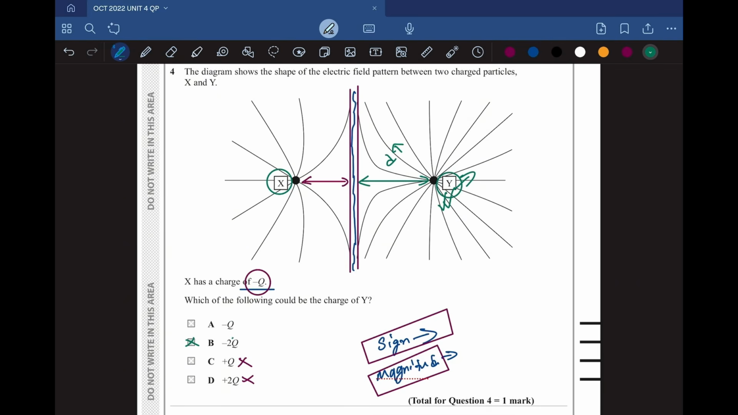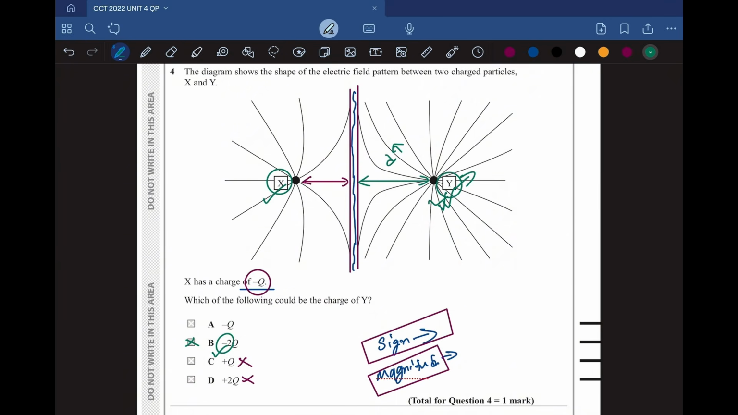Why is it minus 2 and not minus 1? Because the distance from the null point of x and y is not the same, and y has a greater distance from the null point. That's why its magnitude of charge will be greater. So the only option that remains is minus 2. That's why we have given it as minus 2q.